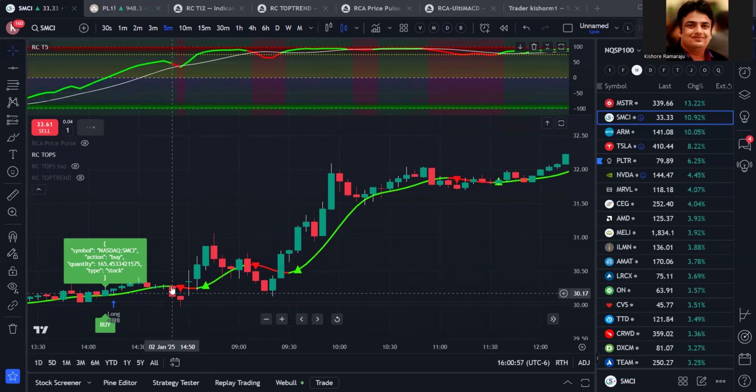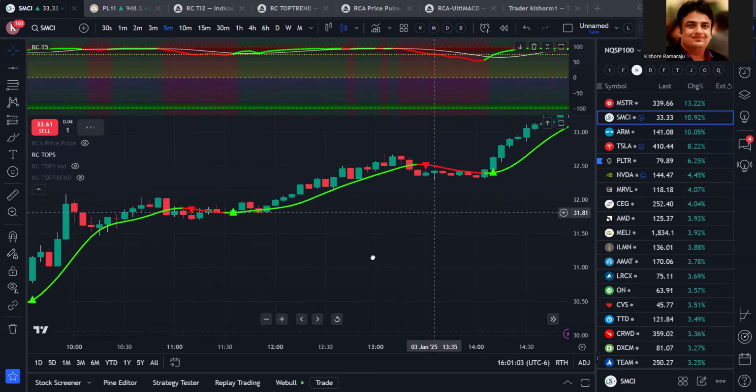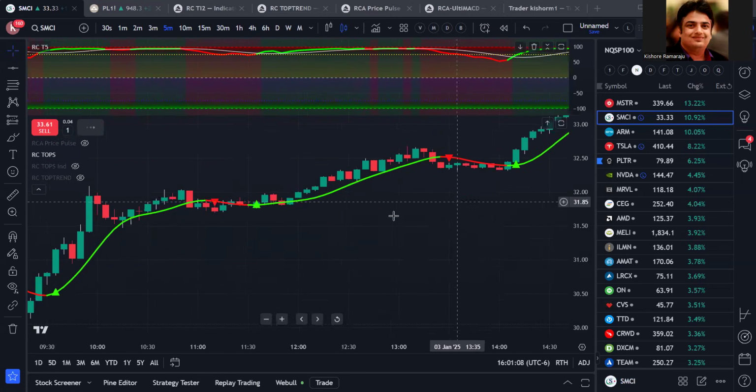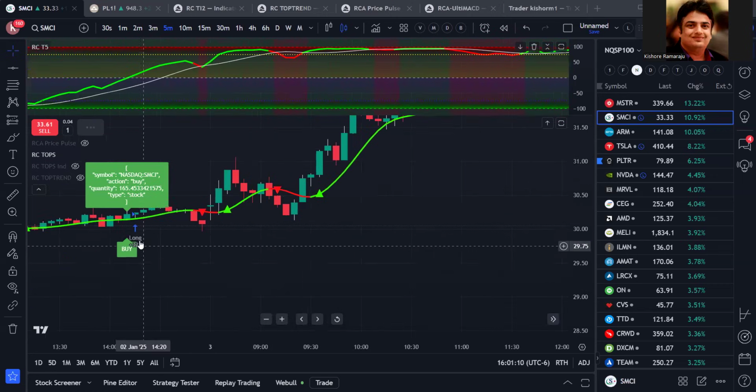Right? Suddenly you see a red candle, you will get panic. But it sees that the trend is bullish and it will hold the trade for the entire day from nearly right around $30 to $33. Like that.